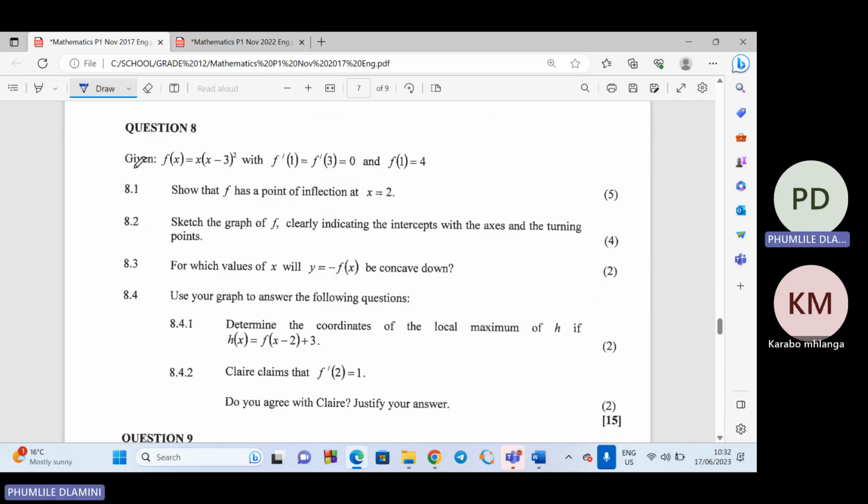So the other one says, given f of x equals to this, you have this function, and you have f prime of x, f prime of 1 equals f prime of 2 equals to 0. Then you have f of 1 equals to 4. They say show that f has a point of inflection at x equals to 2. Where do you find the point of inflection? A point of inflection, you find it when you differentiate the second time.